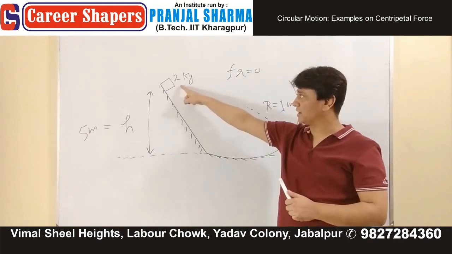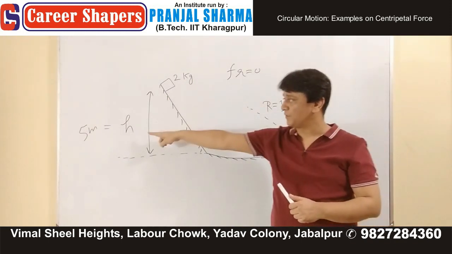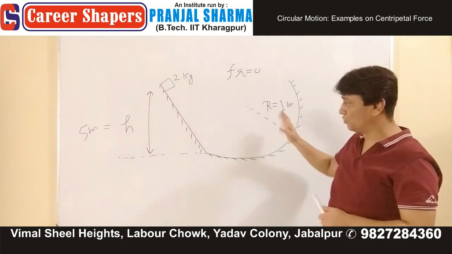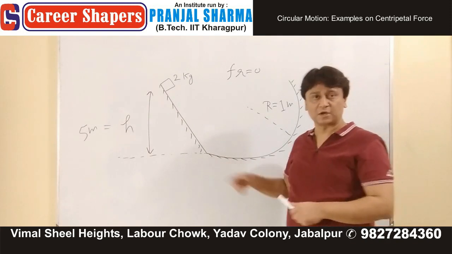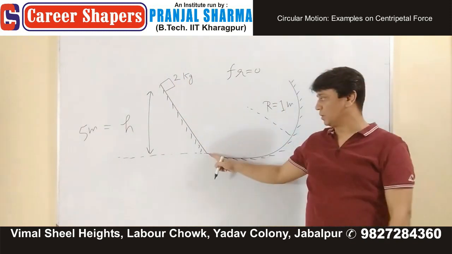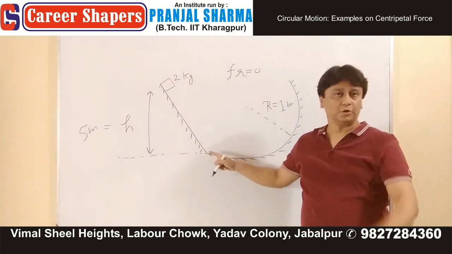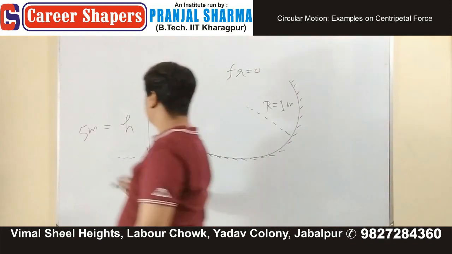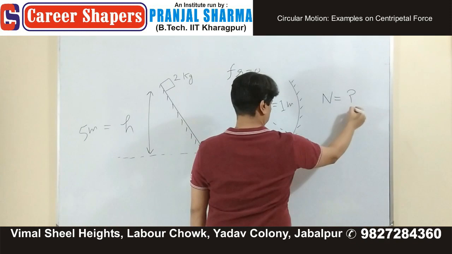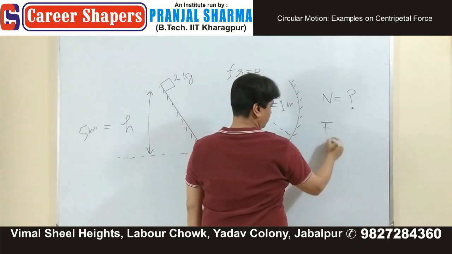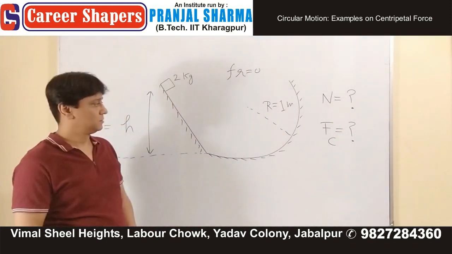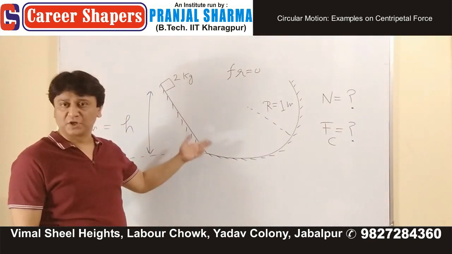You release the object from this height of 5 meters. It comes down on a frictionless surface. Everywhere there is no friction. This is the lowest point of the circle. Right when it is at the lowest point, you need to find two things. You need to find normal reaction and you need to find centripetal force. I hope the question is clear.